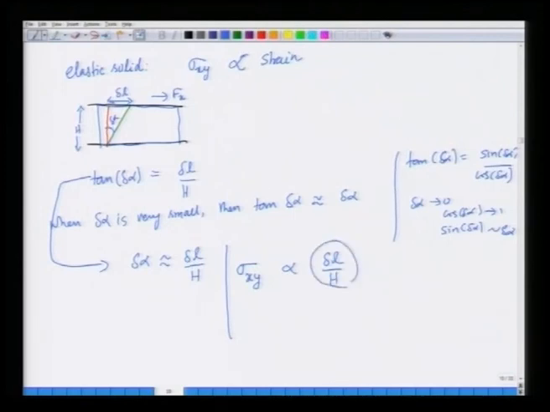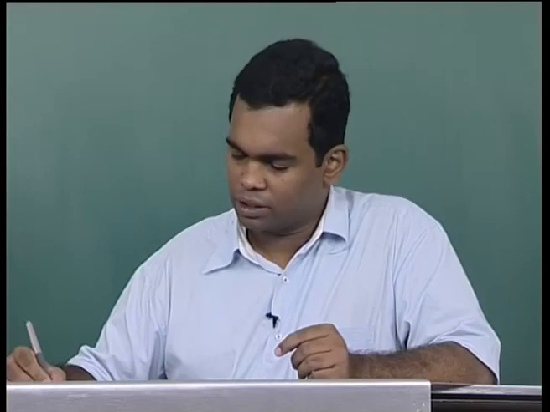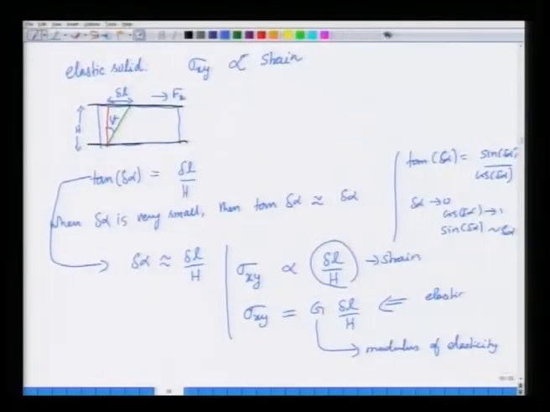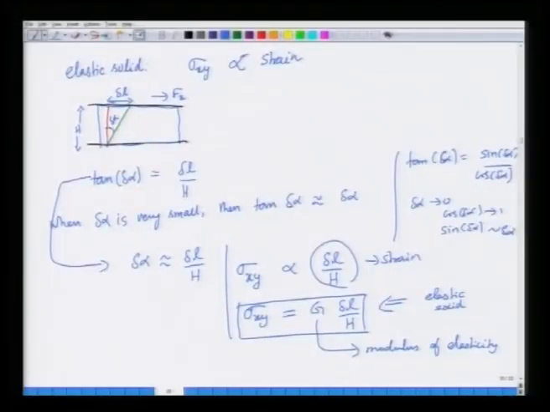This is called the strain, and the constant of proportionality is called the modulus of elasticity. This is for an elastic solid. This is an equivalent of Hooke's law of elasticity. It is essentially a statement of Hooke's law. For elastic solids, the stress is directly proportional to strain, the strain is measured by this deflection delta alpha, and the constant of proportionality is called the elastic modulus or modulus of elasticity.